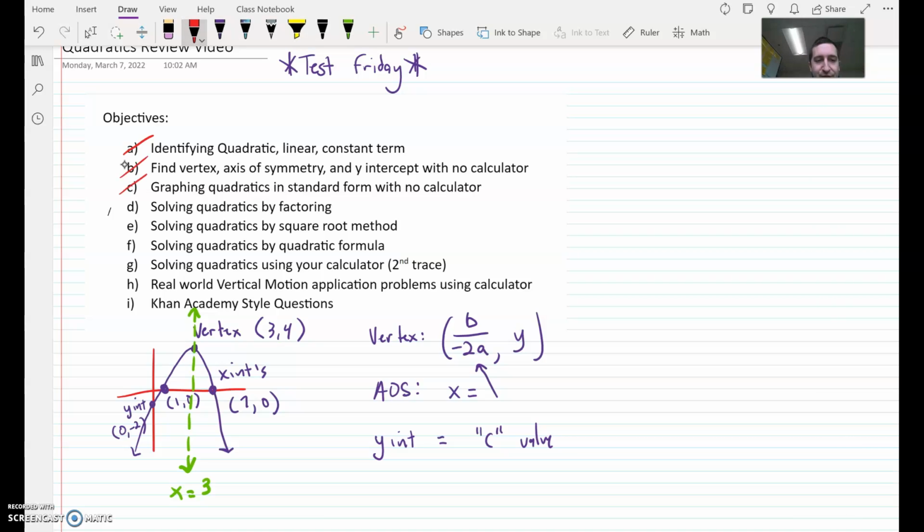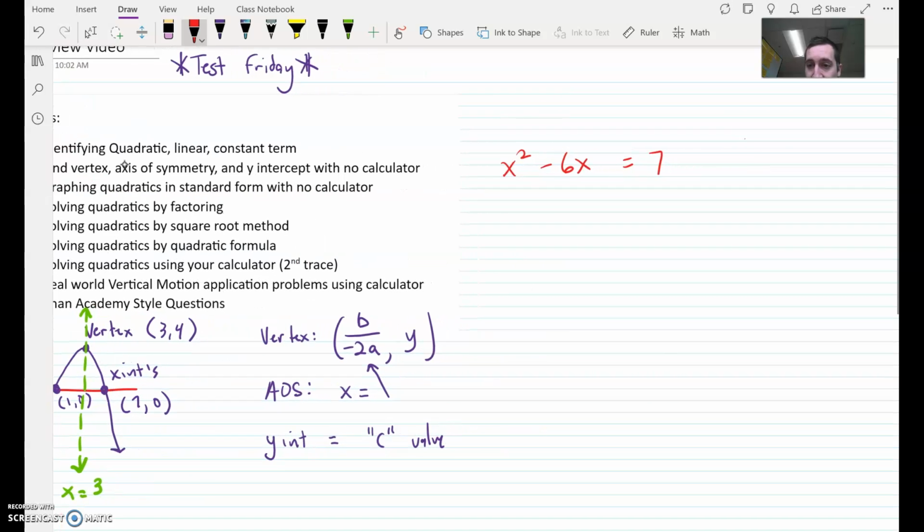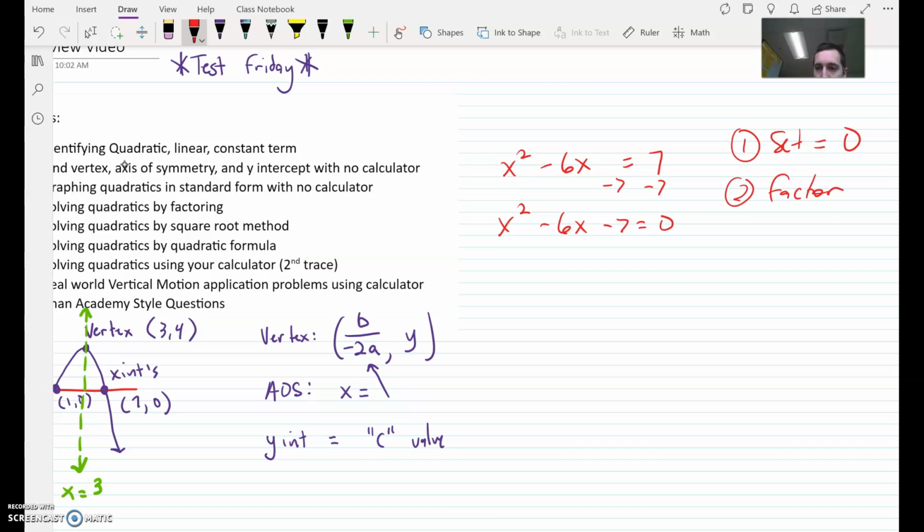Solving quadratics by factoring, that's where you use the zero product property. Like if you have x squared minus 6x equals 7, the first step that I have to do is set equal to 0. We always forget that. So I need to move that 7 over so that I have this. Okay? And now I'm able to factor, and then I'm able to use the zero product property.